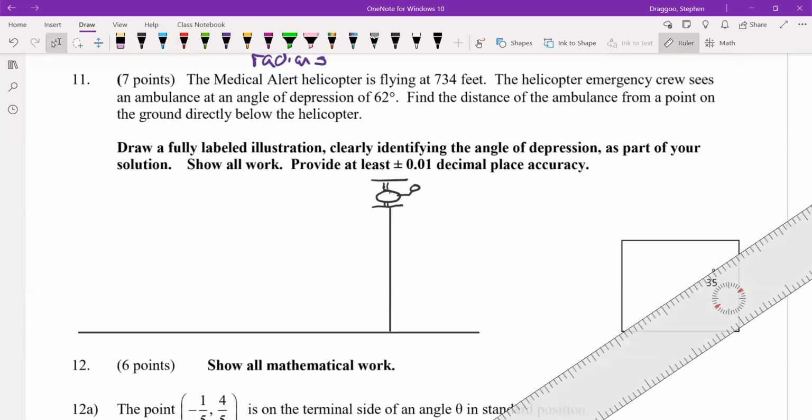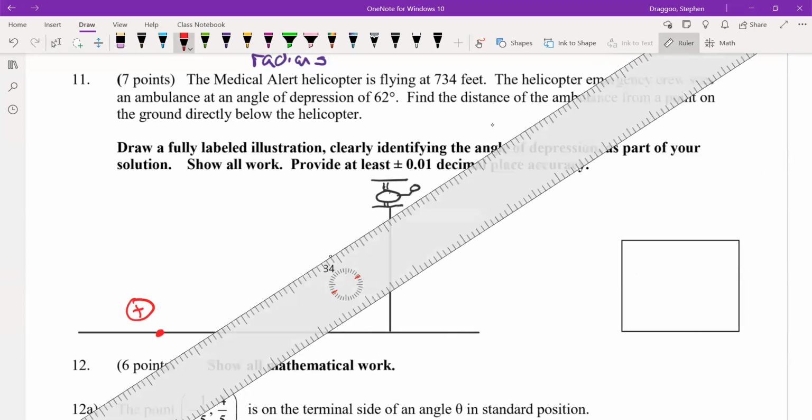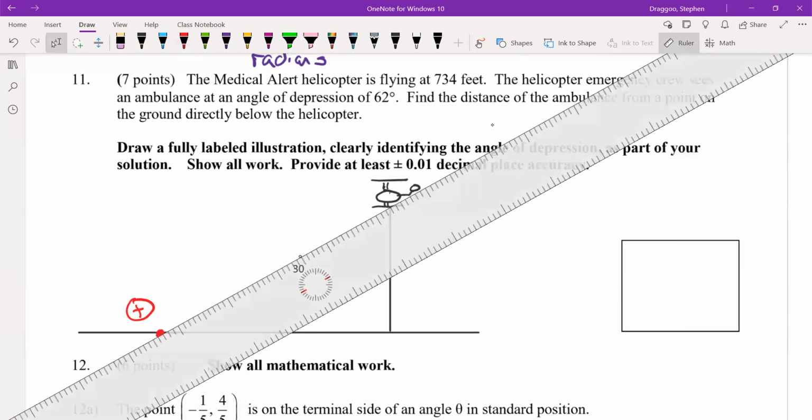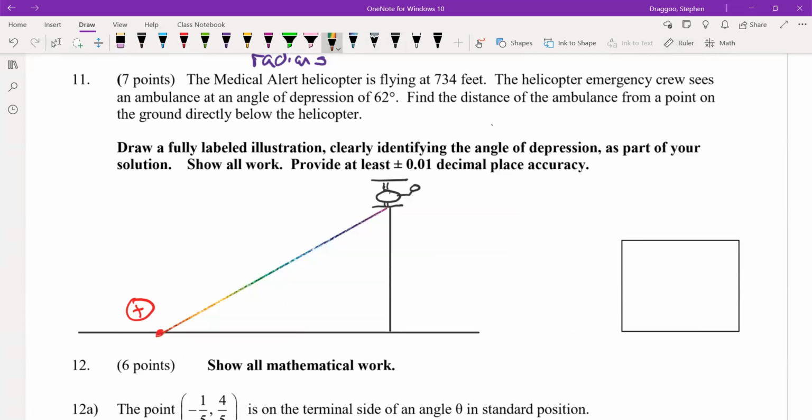Now, let me just not draw this to scale. I'll exaggerate my angles for effect. So the ambulance is on the ground over here, and I'll connect my 2 points. Okay, cool. Here we are. I know that this height is 734 feet. I know that I'm looking to find this distance x down here. And I want to solve for that, making sure that I label my angle of depression.